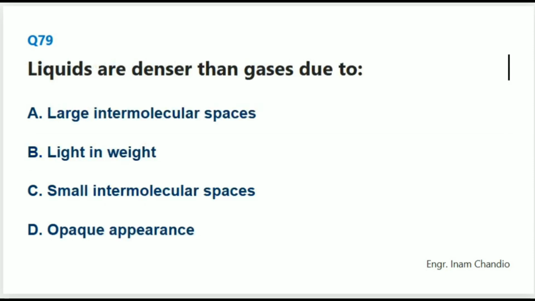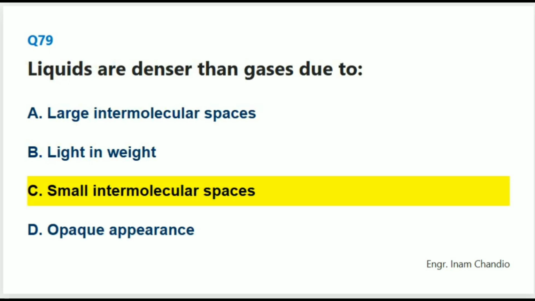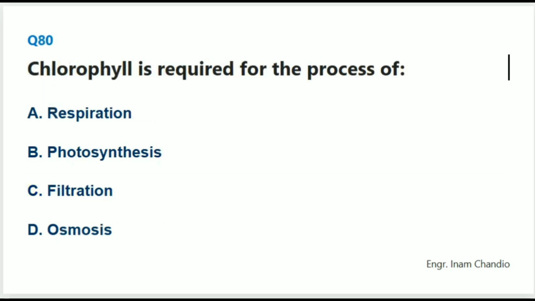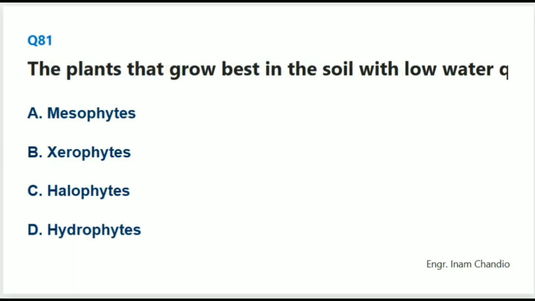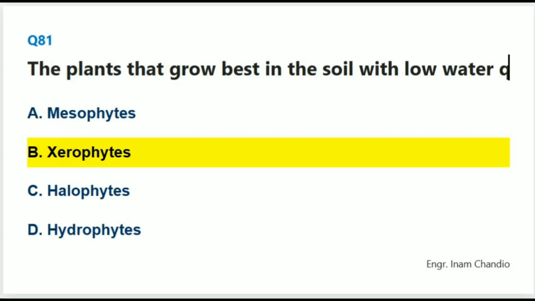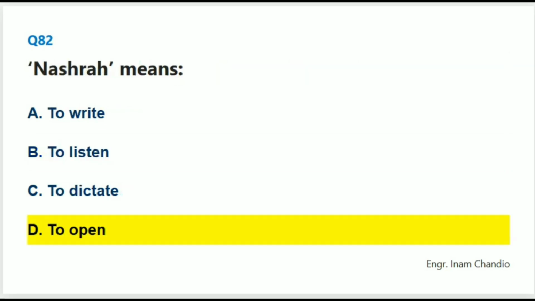Liquids are denser than gases due to. The correct answer is C. Small intermolecular spaces. Chlorophyll is required for the process of. The correct answer is B. Photosynthesis. The plants that grow best in soil with low water quantity are. The correct answer is B. Xerophytes. Nashra means. The correct answer is D. To open.